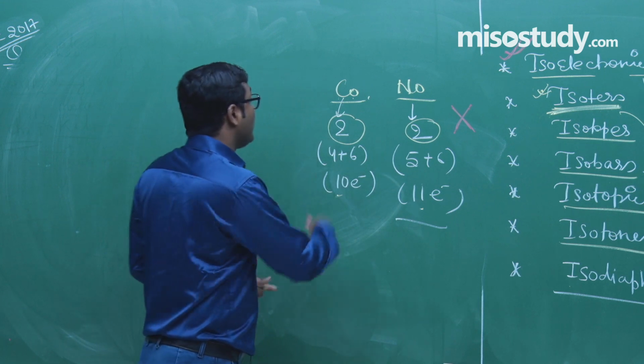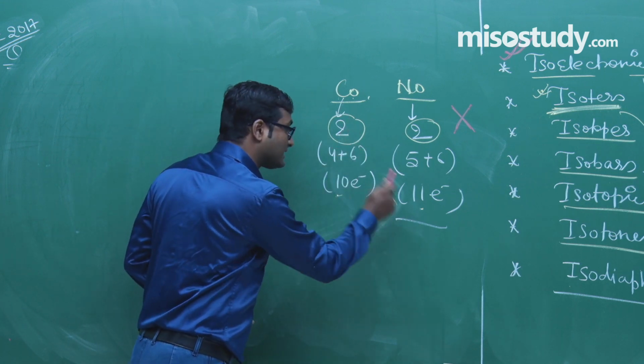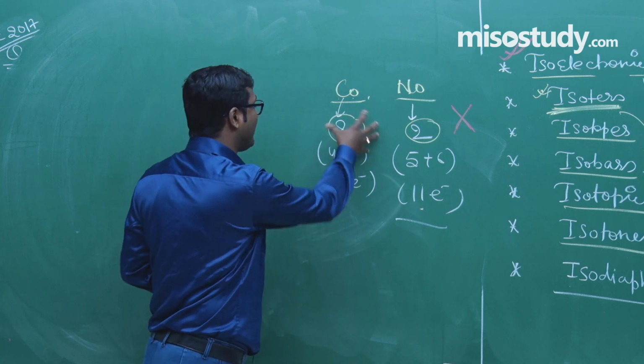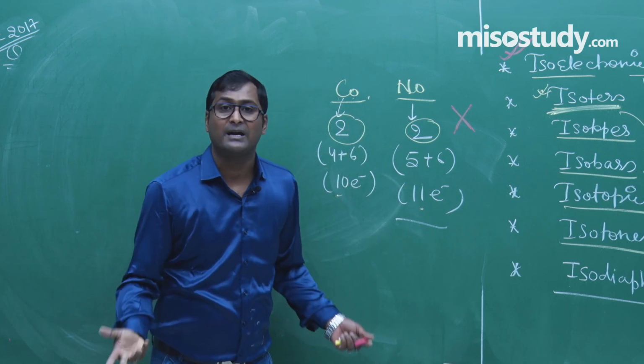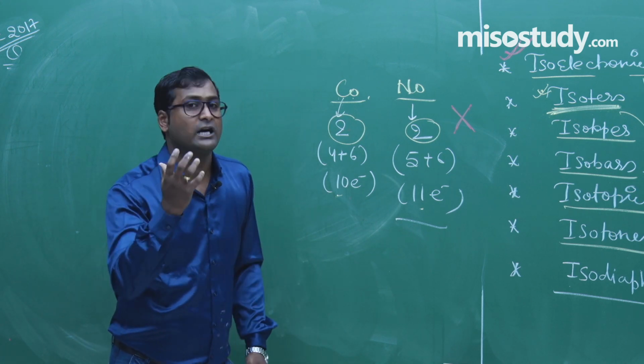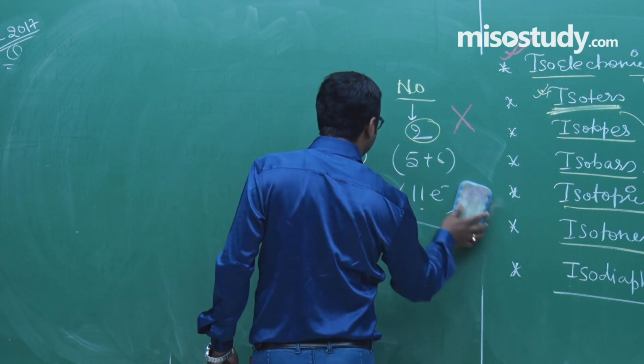For isotopes, the number of atoms as well as the number of valence electrons should be the same. In many books it is given number of atoms and number of electrons. Which type of electrons, my friend? This is only valence electrons. So check out your knowledge, then it will help you a lot.